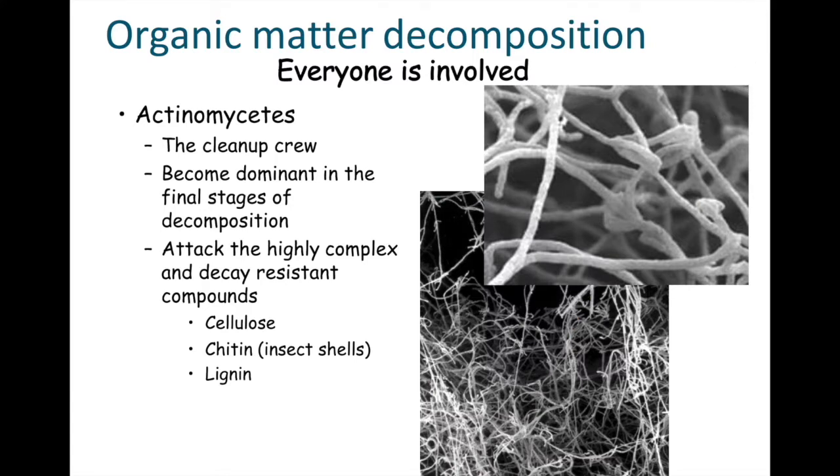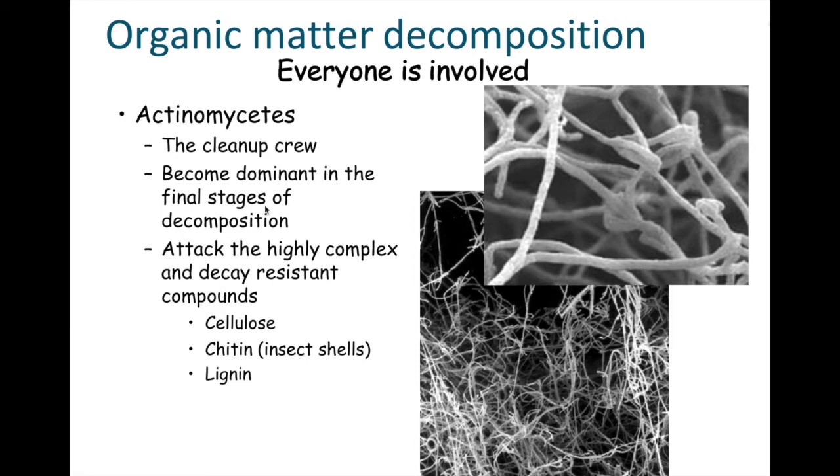Second is the actinomycetes. I've mentioned earlier that these actinomycetes are very important. They are gram-positive, and they are rod shaped. So they are the cleanup crew. They are considered as that. They can become dominant in the final stages of decomposition and attack the highly complex and decay-resistant compounds such as the cellulose, the chitin, and also the lignin.